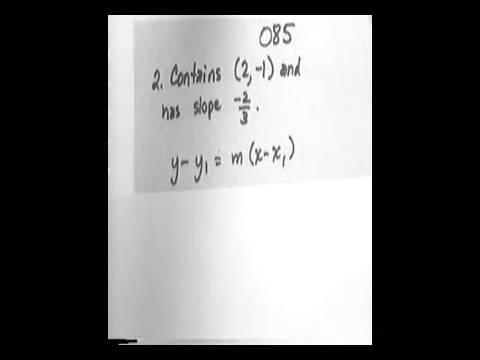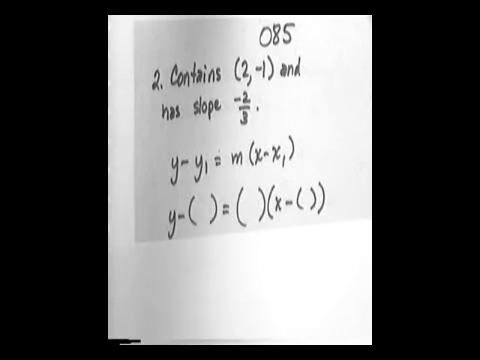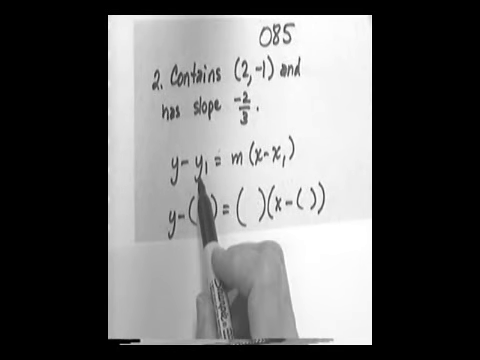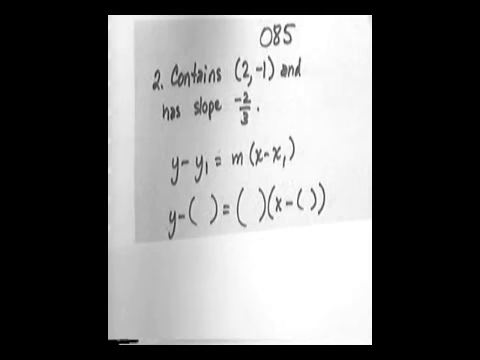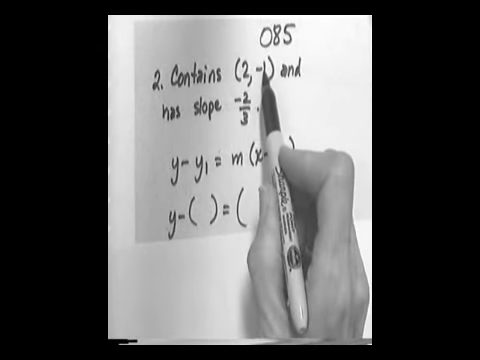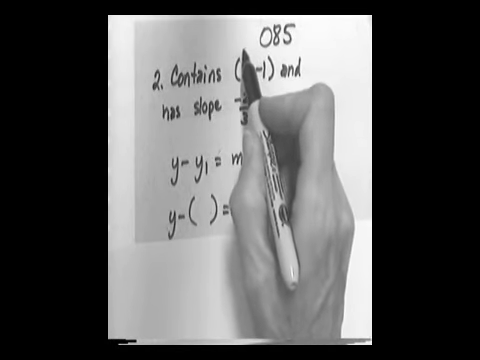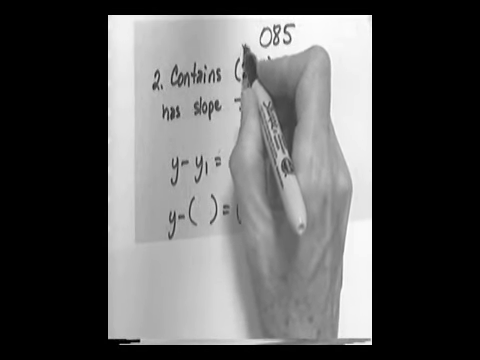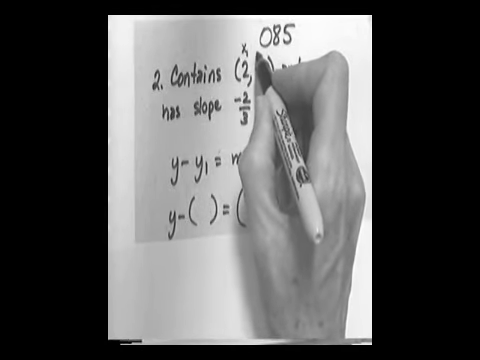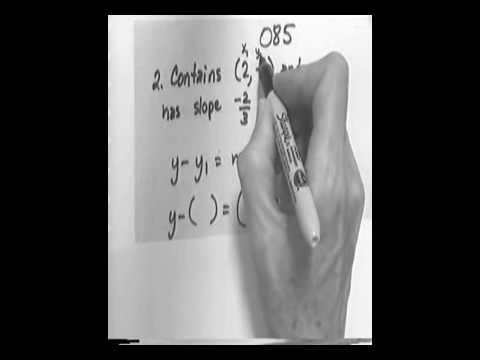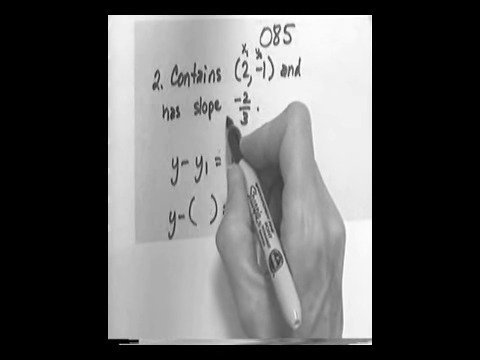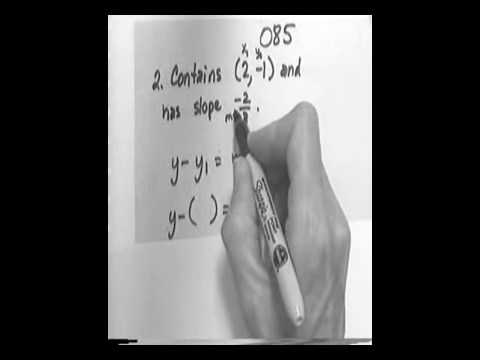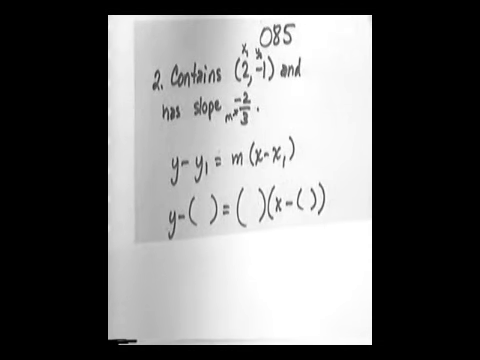Now we leave parentheses to fill in the blanks. Our blanks are for y1, m, and x1. Now, which is which? We're given the point 2, -1. That's the x and y, so we have the 2 is x1. I'll write this up above this time. And the -1 is y1. The m is the slope, and so the m is -2/3.